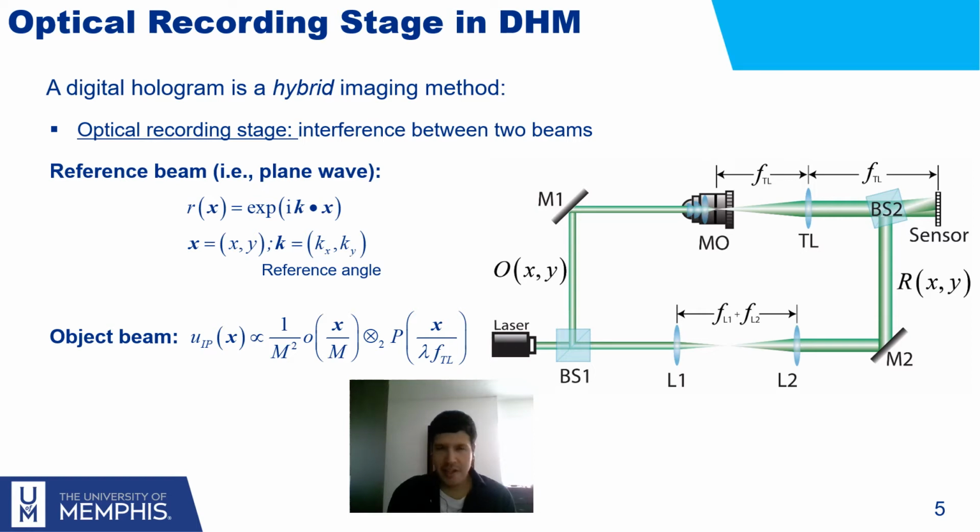Considering that DHM is a hybrid imaging method, we need two stages to properly recover information from the sample. In the first stage, we need an optical setup, and in the second stage, we process the data. In this talk, we're going to discuss the optical setups. So, what is the DHM optical setup? It's the one displayed on the right side of the slide, and you can see that we have a Mach-Zehnder-like interferometer.